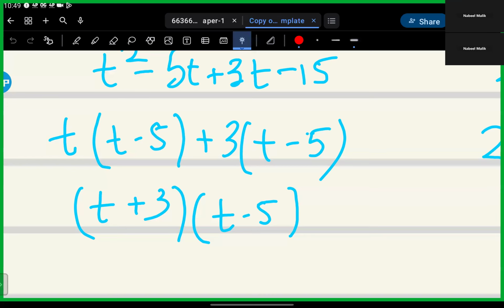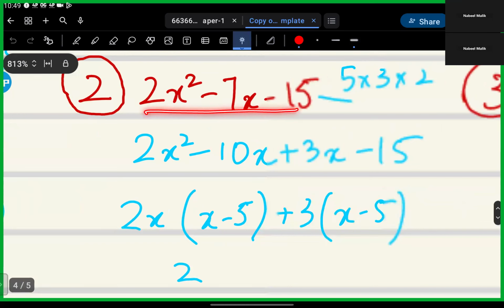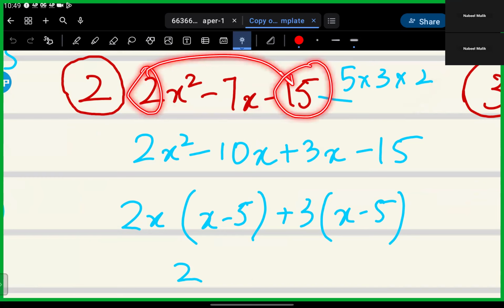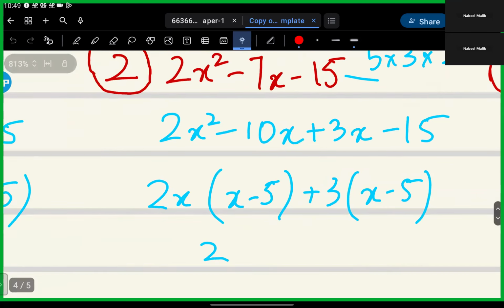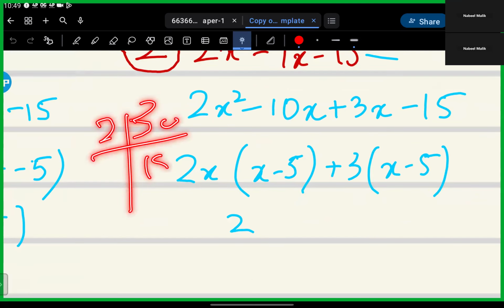So what about the next question? This is the question over here. We found the factors over here. How did you find the factors? First, you multiply these both. Just 30, 30. Over here, now you're doing prime factorization. 30 divided by 2 is 15, 15 divided by 3 is 5, 5 divided by 5 is 1.